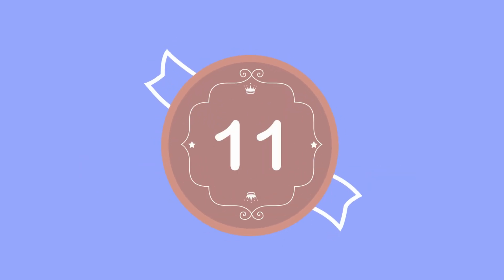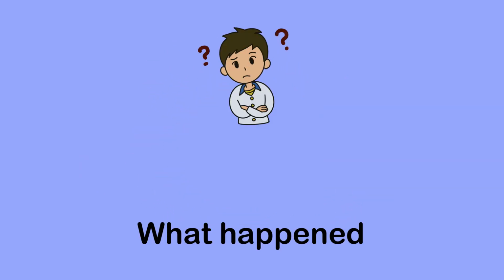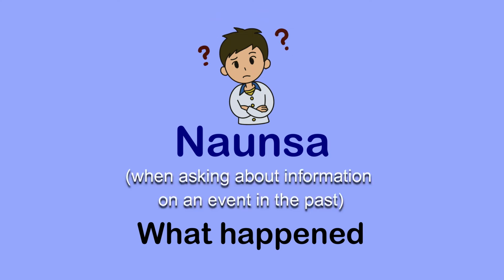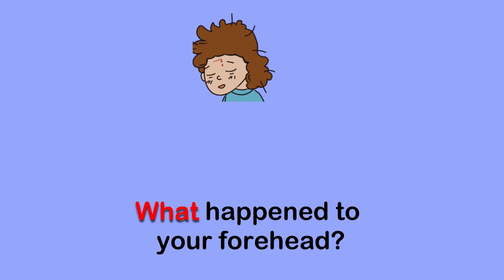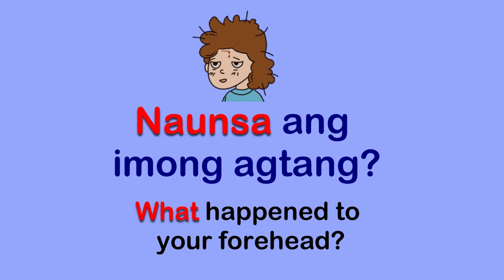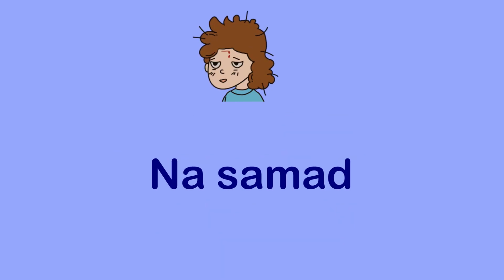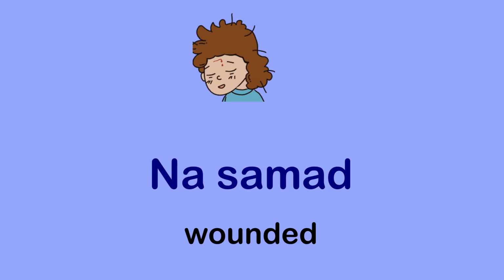Another question word we'll teach you is what happened? Naunsa. You can use this question when you're trying to determine information on an event which has occurred. Our example is, what happened to your forehead? Which translates to Bisaya as naunsa ang imong agtang. And a simple response could be nasamad, which means wounded in English.